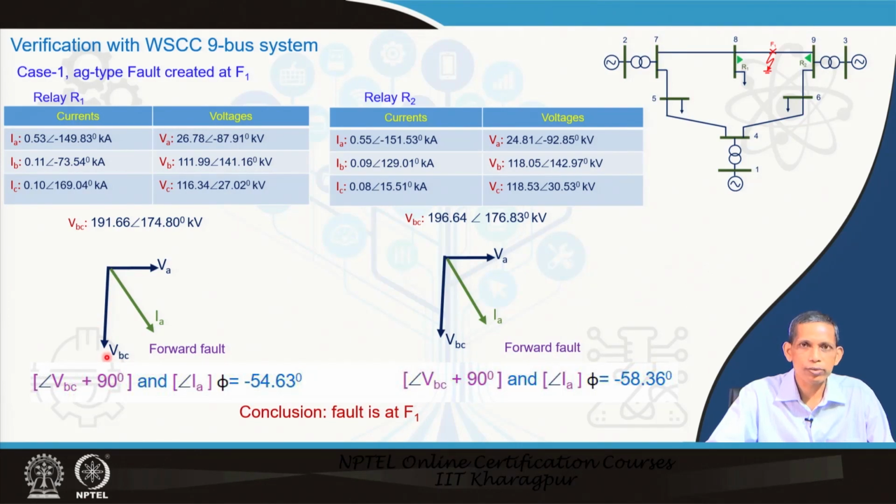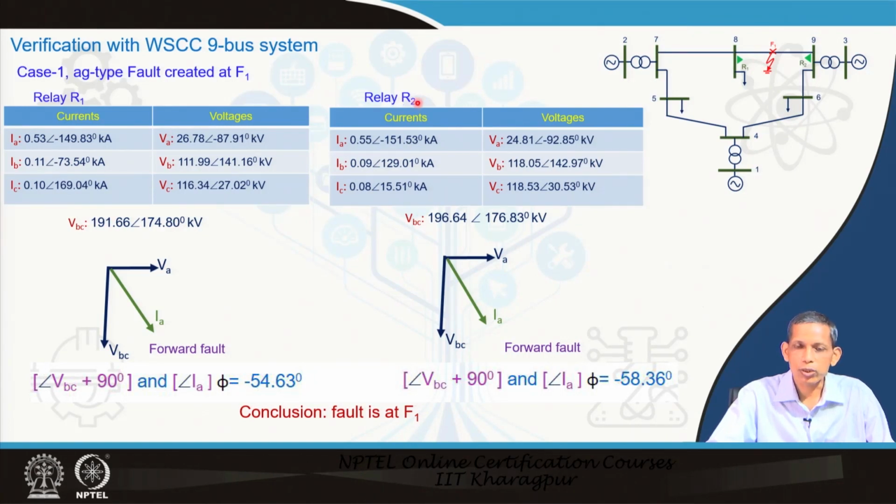Now VBC is 90 degrees lagging to this VA. But as per the quadrature principle, we take the angle of VBC plus 90 degrees, shifted to this VA reference, and then compare with the IA position. The angle of IA minus that shifted VBC gives phi, which comes out to be minus 54.63 degrees. This minus angle shows that this is a forward fault as observed by relay R1 for this F1, which is correct.